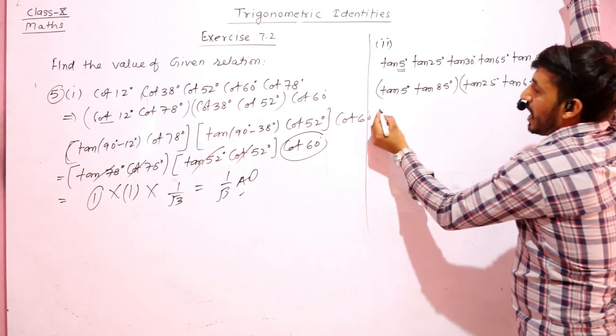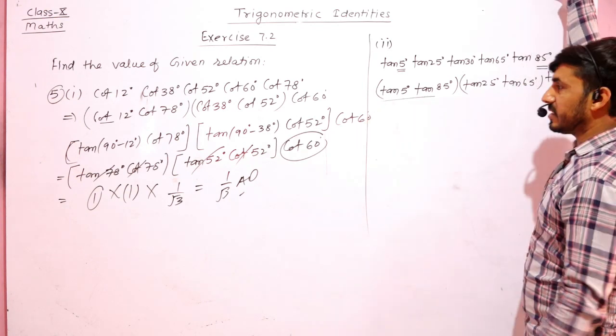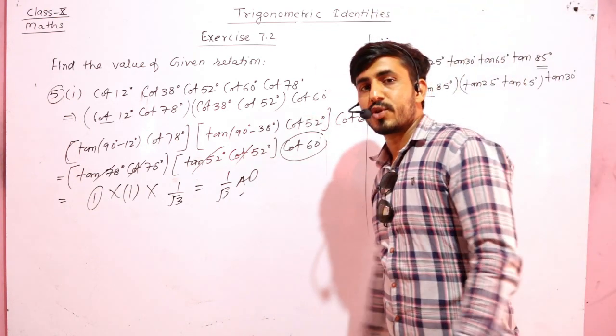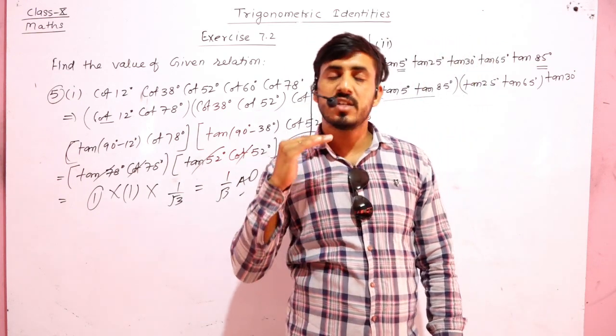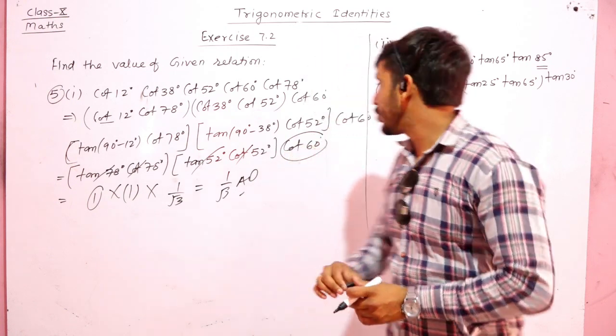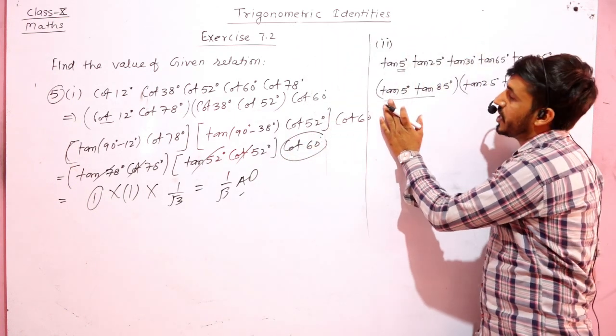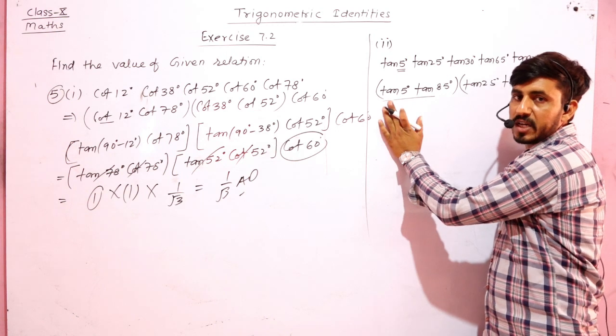So now see how we can convert this, as both parts are given in terms of tan. So one term we have to change into its helping trigonometric ratio. So we are going to change this tan 5 degree into its helping trigonometric ratio.